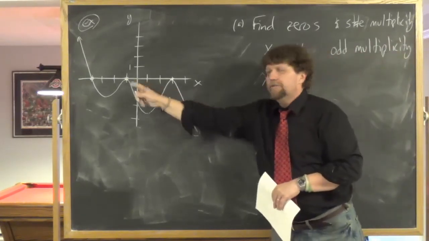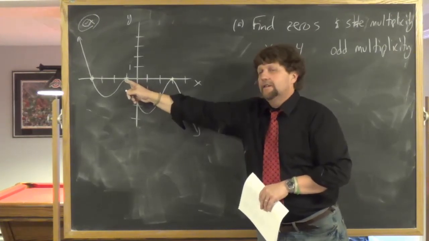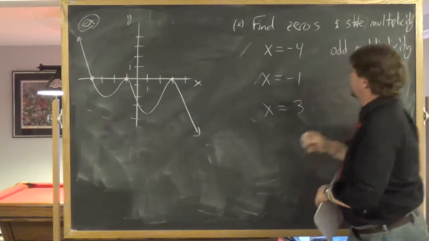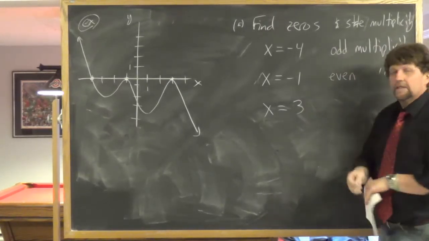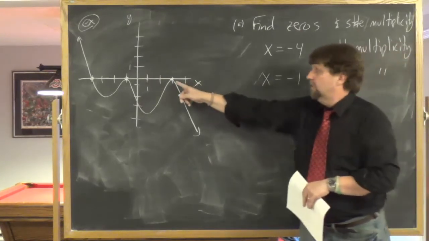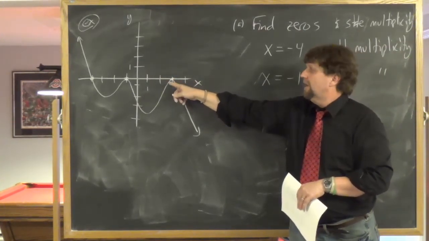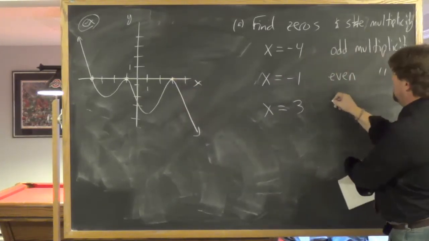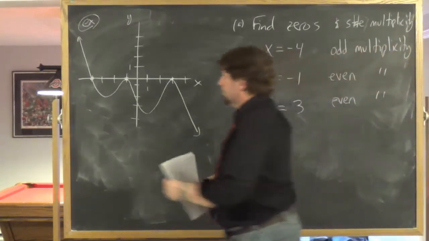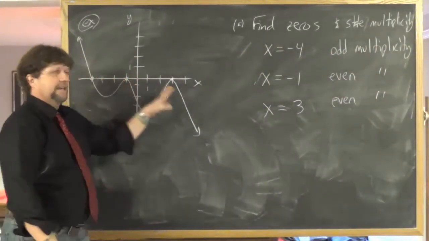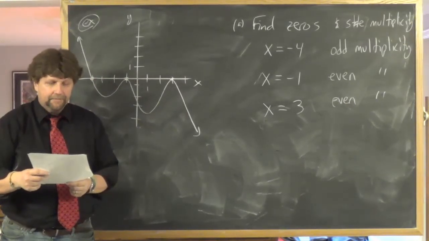Look what's happening at -1. The graph's coming up. Oh, it's just touching the x-axis. And then it's coming back down, just touching. That is even multiplicity. Notice also here it's just touching. So at 3, the graph is just touching. Again, that's an even multiplicity. So just from the graph, I can see the zeros, and I know something about the multiplicity.